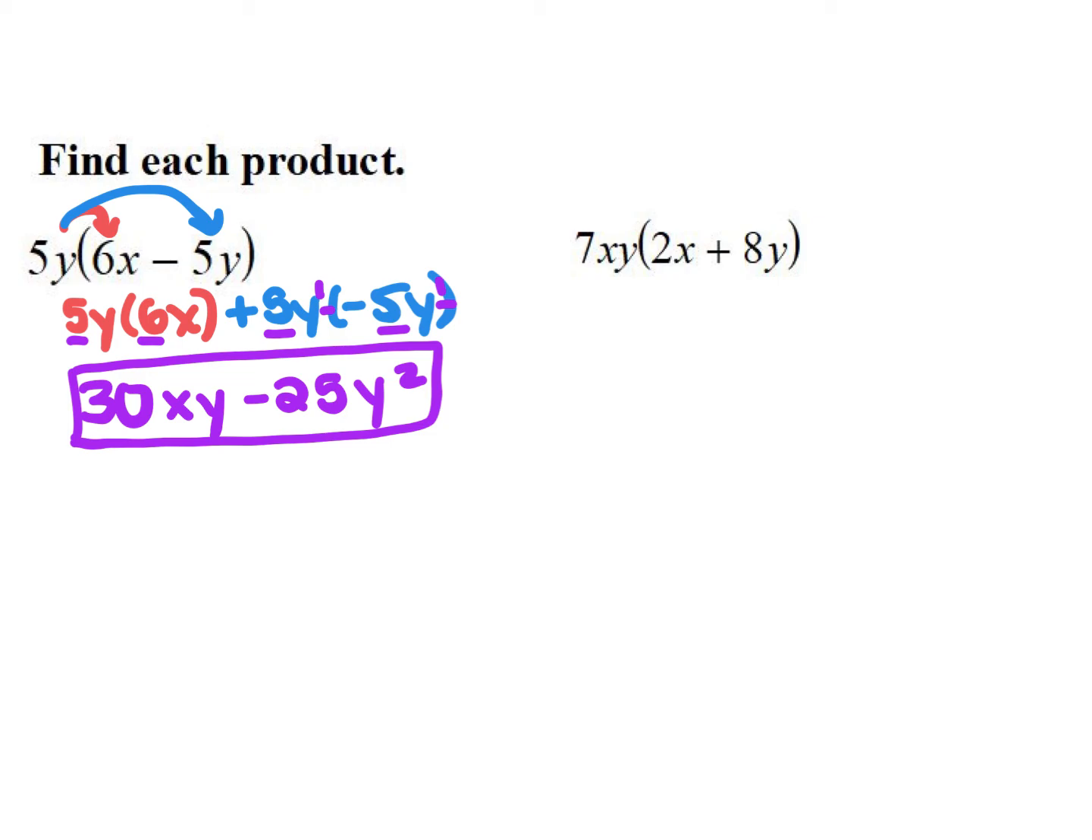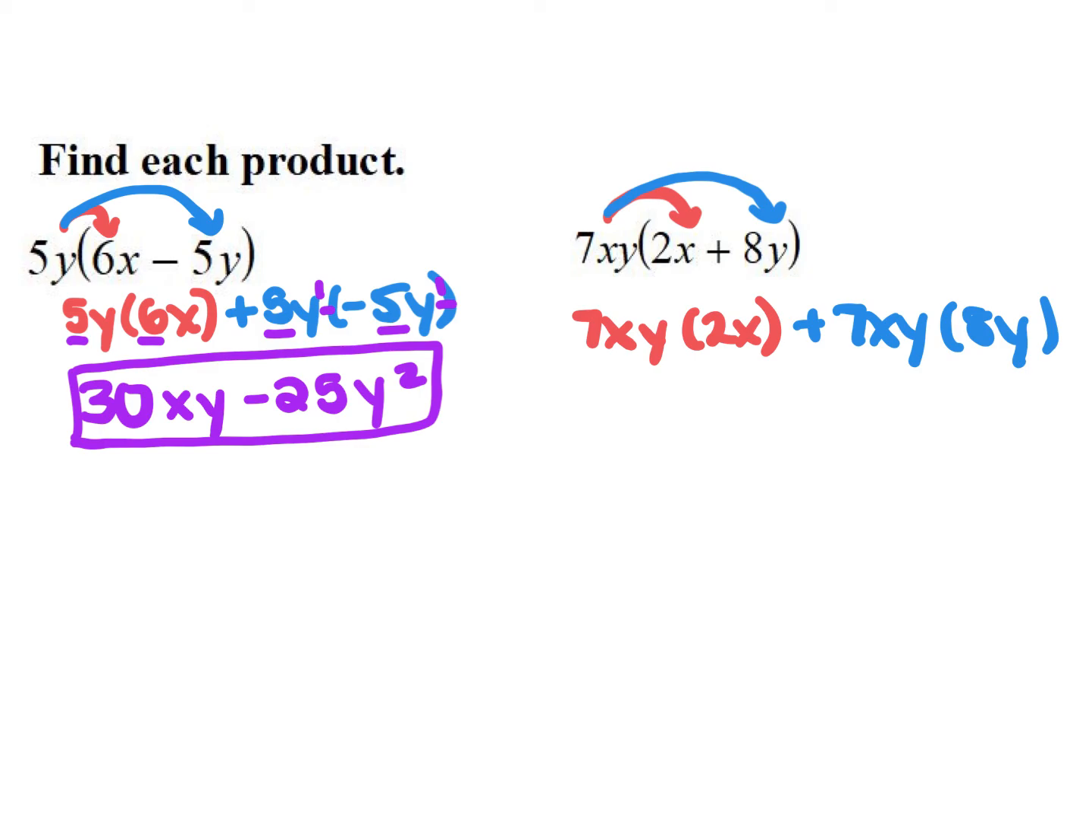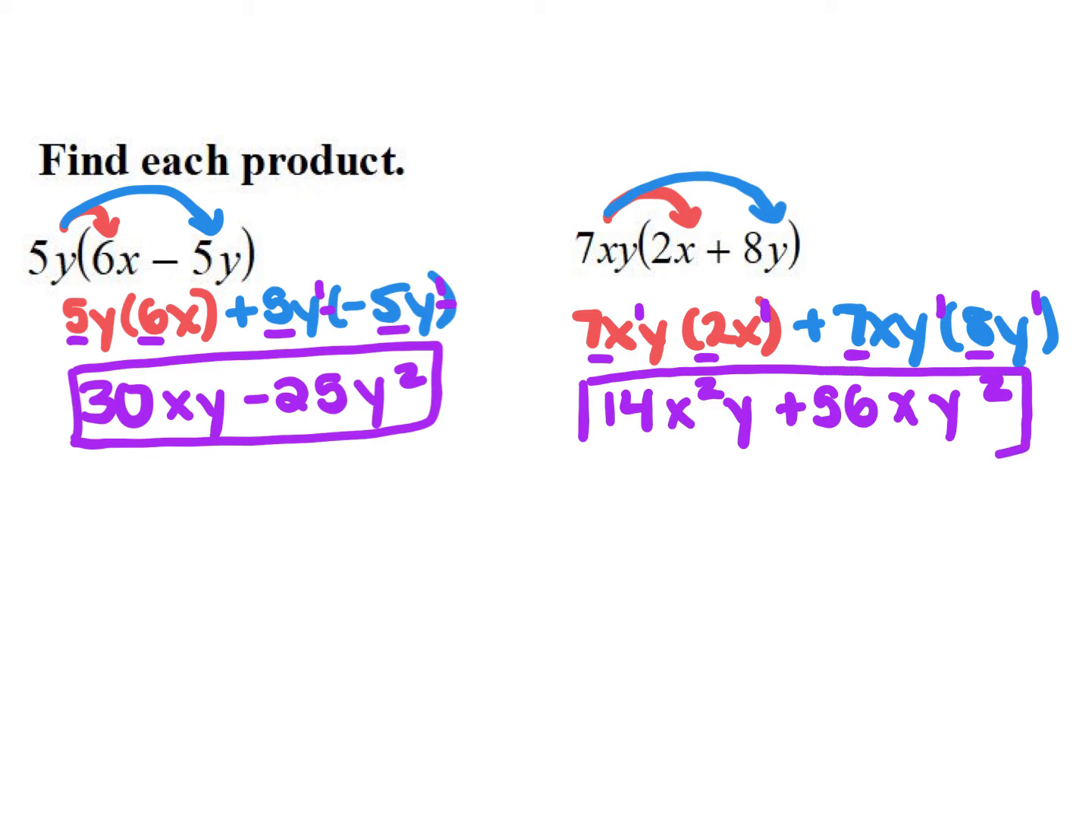For the next one, I'm going to distribute the 7xy to 2x. So 7xy times 2x and 7xy to 8y. Now when I multiply, 7 times 2 gives me 14. And now both of these have just one x, so it becomes x squared with just a y. Then if I multiply 7 times 8 becomes 56. There's just an x, however these both have one y, so it becomes y squared. So you have 14x squared y plus 56xy squared.